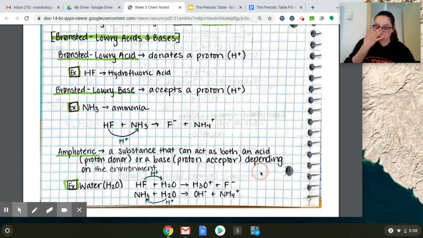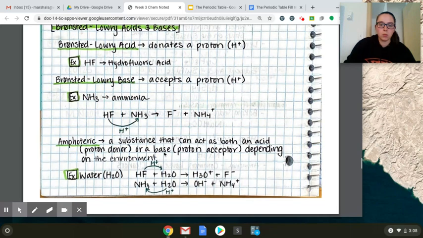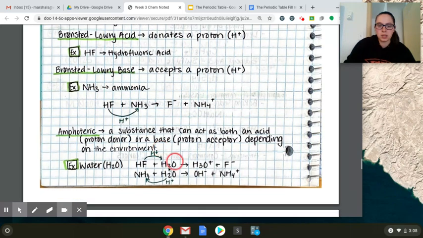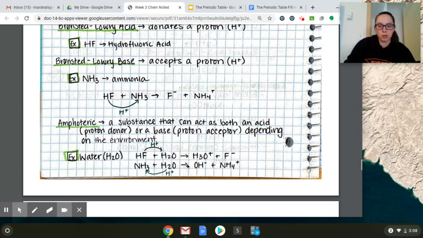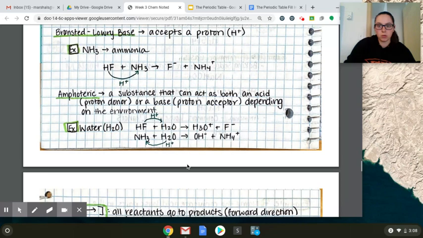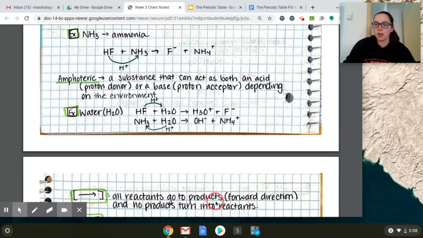We need to actually talk about something that happens in chemical reactions that will kind of blow your mind. So we've seen all of these arrows pointing forward for every single reaction. What this arrow means is that all reactants go to the products in the forward direction, and no products turn into reactants. That is only the case for special types of reactions, like combustion reactions.